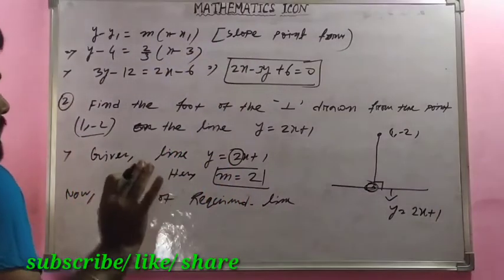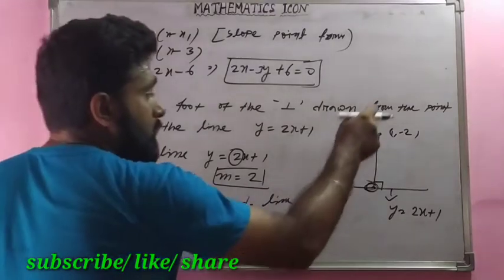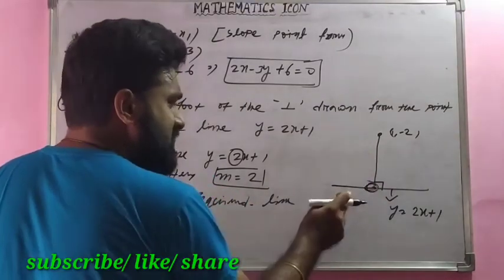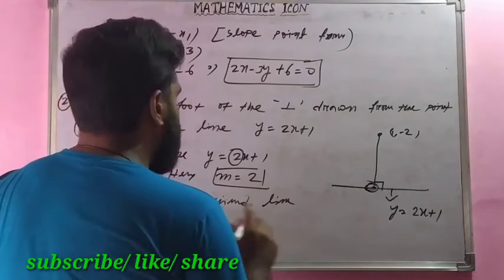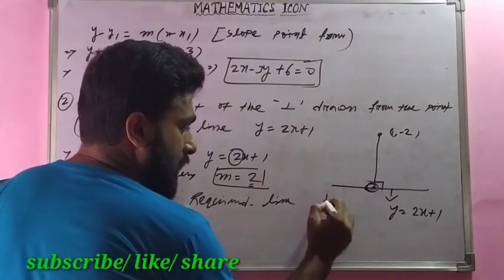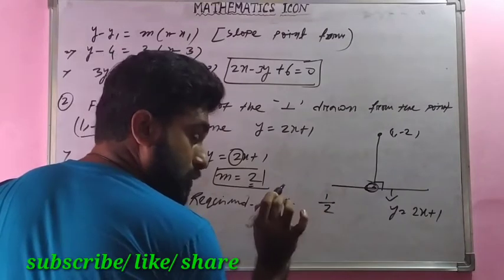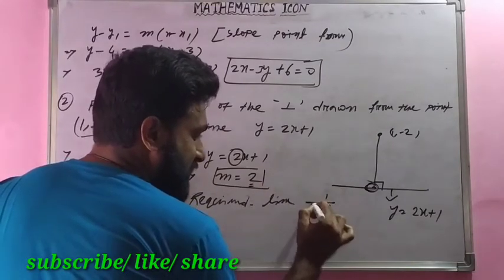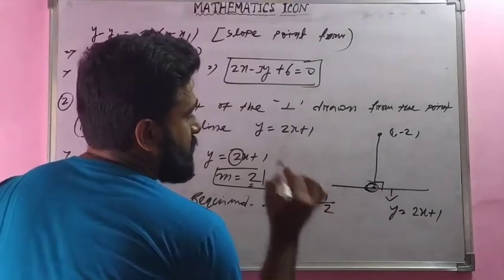So at least you need to find this line's equation, and this line is already given. So the slope of the line is 2. Now you need to take the reciprocal of this 2, that means 1 by 2, and the opposite sign needs to be used.